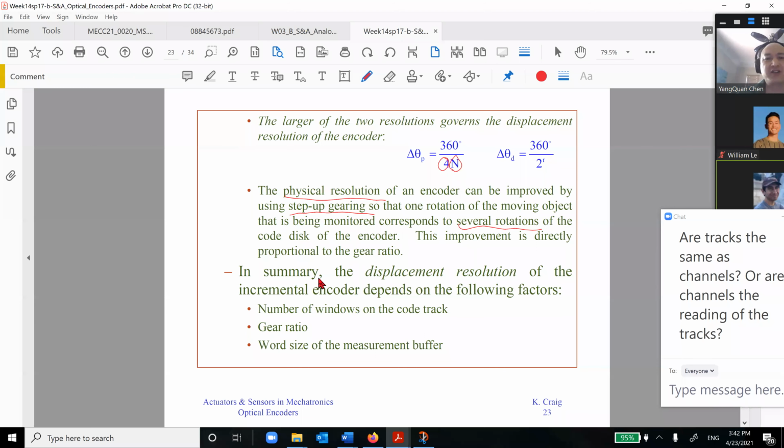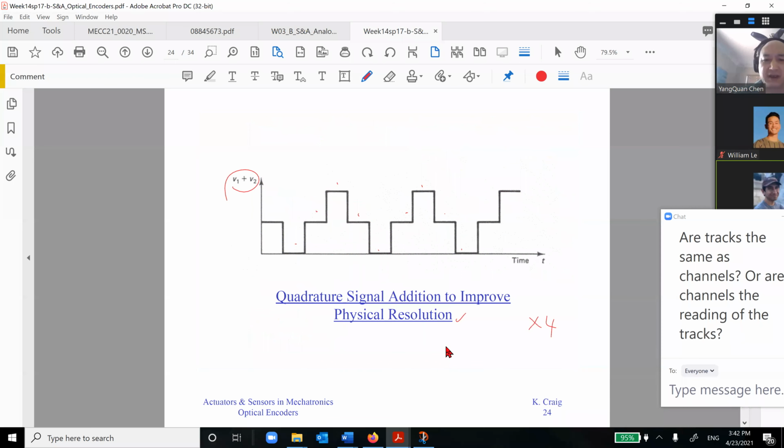So in summary, the displacement resolution of an incremental encoder depends on the following factors: the number of windows on the code disk, the gear ratio, but in our case we always assume it is 1:1, so don't consider it, and the word size of the measurement buffer.